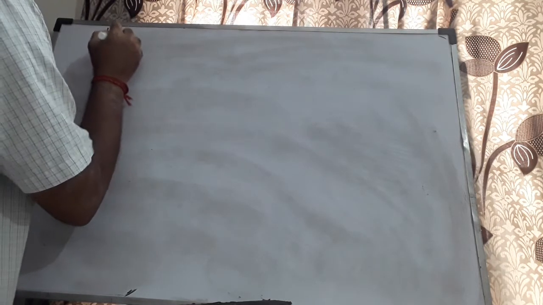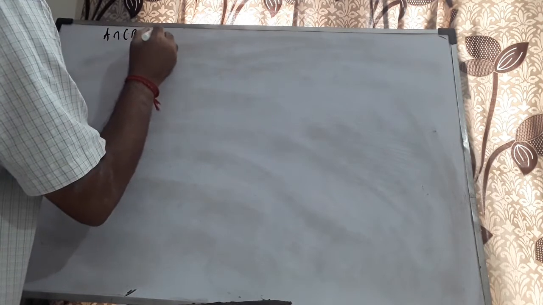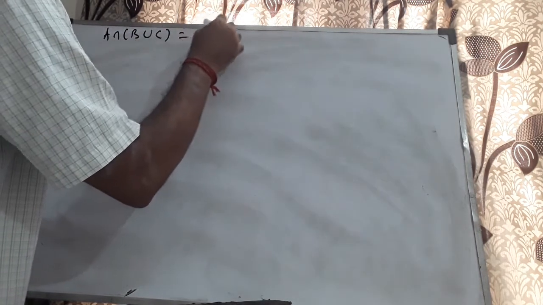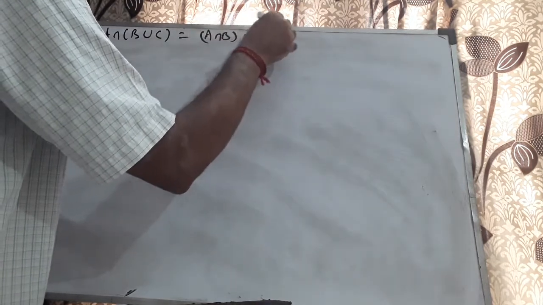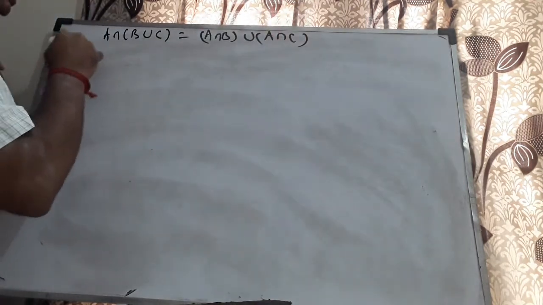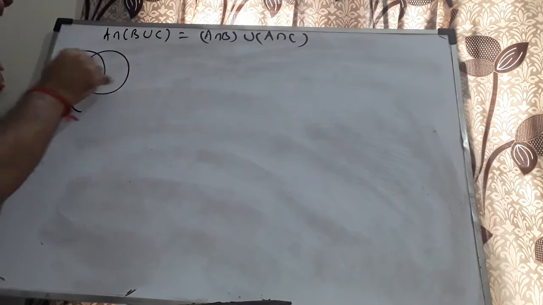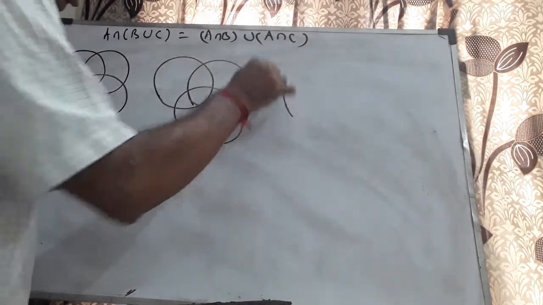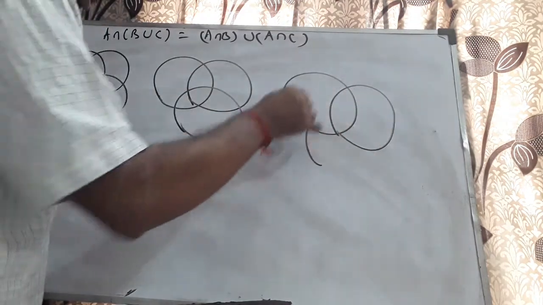Now the next result is: show that A intersection (B union C) is equal to (A intersection B) union (A intersection C). I have to use the Venn diagram again.